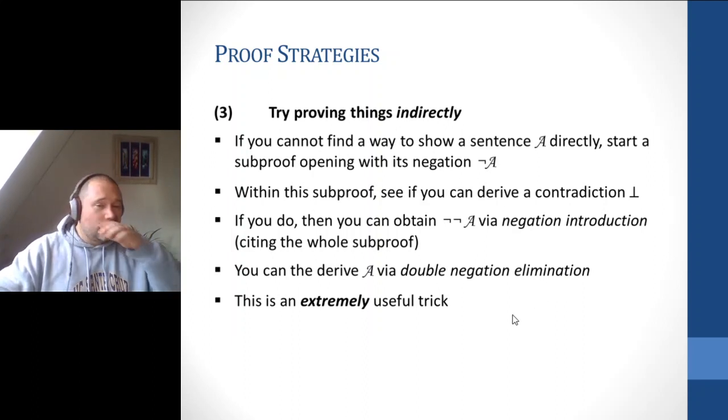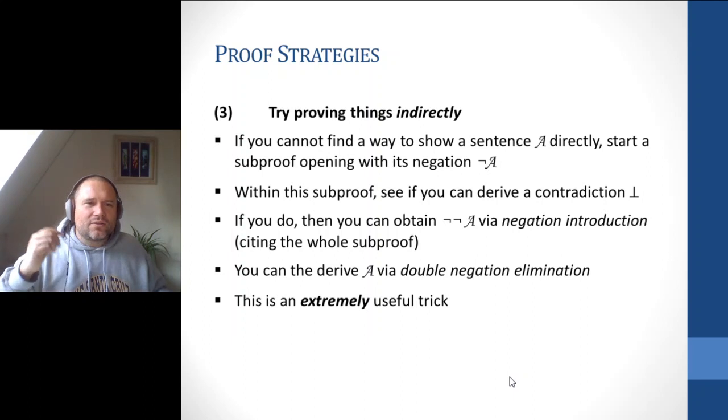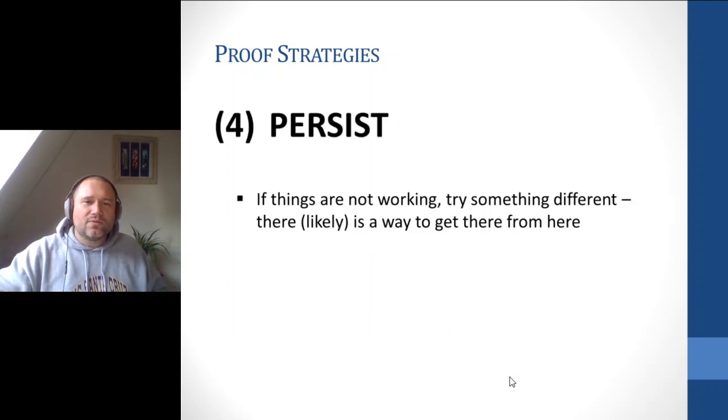Good. So the last proof strategy is by far the most important one. So you can work backwards. You can think about how to start from the front, figure out what your first steps are. You can use this sort of proving things indirectly. But probably the most useful advice I can give you about proofs is to just persist. Don't give up. If things aren't working, try something different. Think about trying to do it indirectly. Start again by thinking about from the back. Think about what you can get by just applying stuff to your initial assumptions. Just keep banging at it, keep trying, because there's gonna be a way to get there from here.